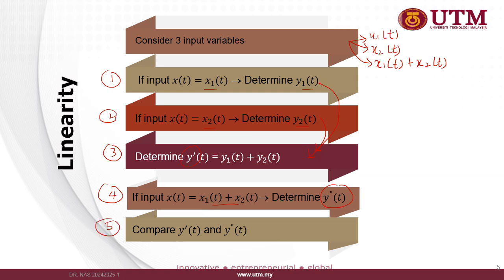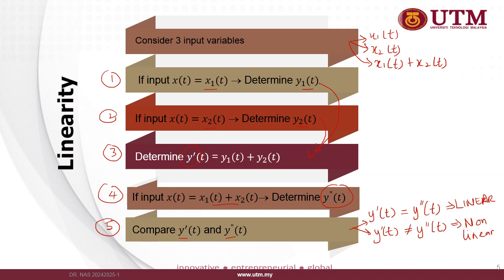And the last step, you need to compare both y prime (t) and y double prime (t). If y prime (t) is equal to y double prime (t), the system is linear. Or else, if y prime (t) is not equal to y double prime (t), it is a non-linear system. So you need to perform these steps in order to determine whether the system is linear or non-linear.